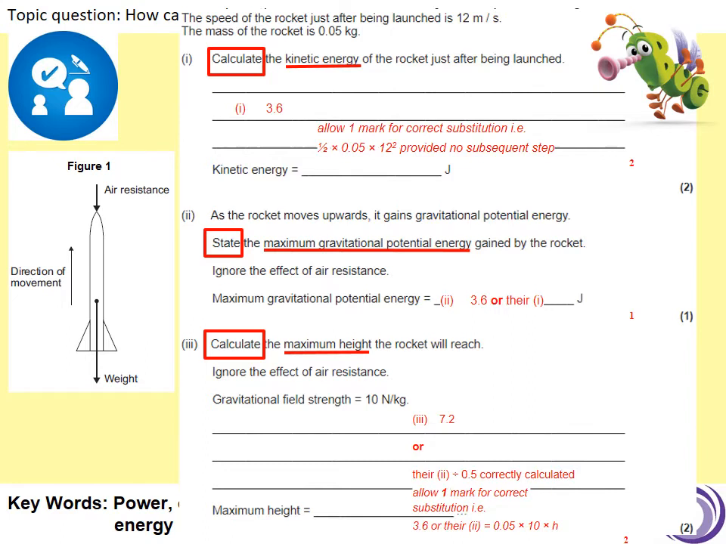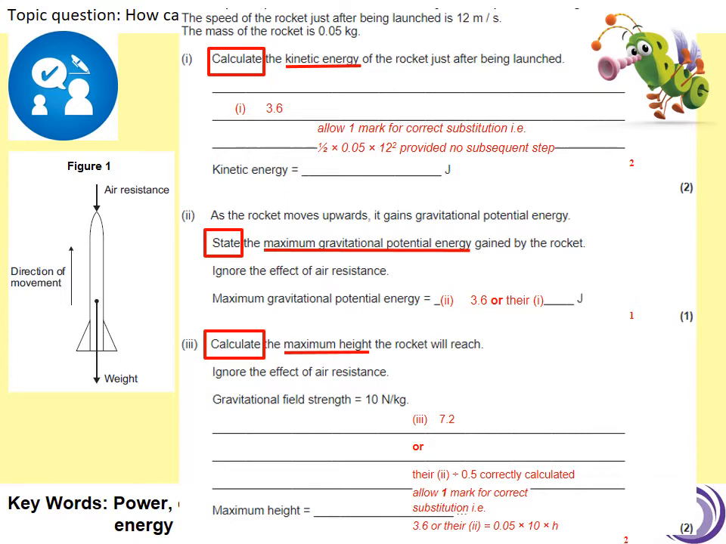Okay, so we should have had a go at the questions here. Part 1, we should have got an answer of 3.6. If you're not sure how to do that, the equation you were using was kinetic energy is a half times your mass times your speed squared. It told you in the question that you had a speed of 12 and you had a mass of 0.05 kilograms. So you put your numbers into the equation and we should get 3.6 joules of kinetic energy.